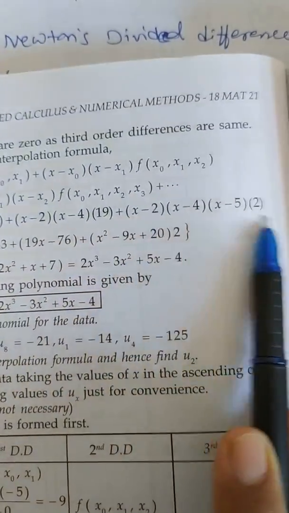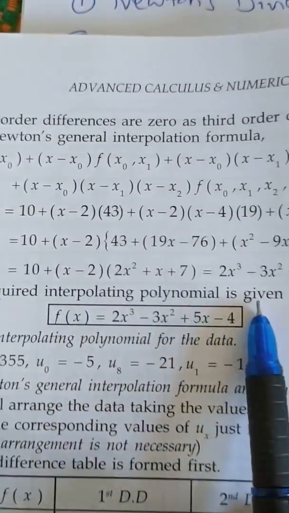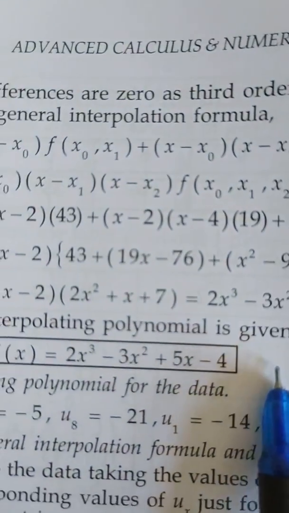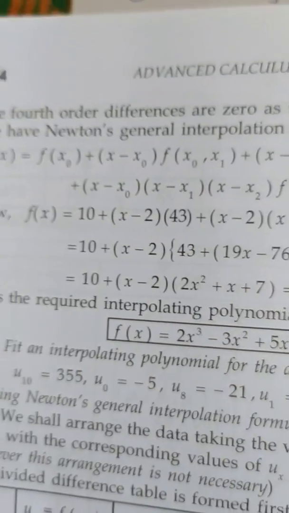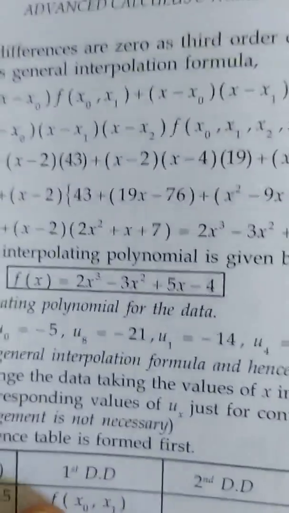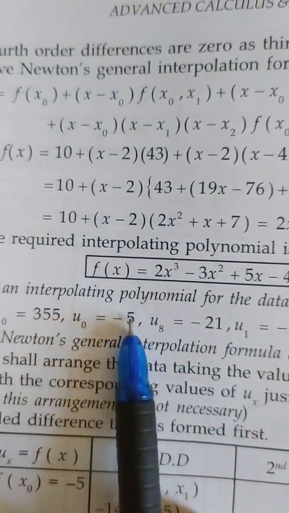Similarly, substitute all the values and then simplify. We get the polynomial. This is your polynomial: 2x cube minus 3x square plus 5x minus 4. Similarly, the next one is also with respect to polynomial only.